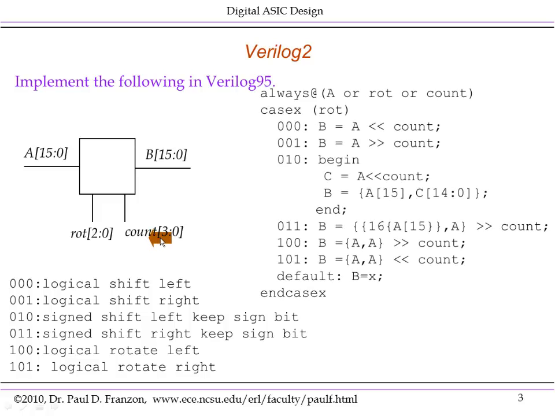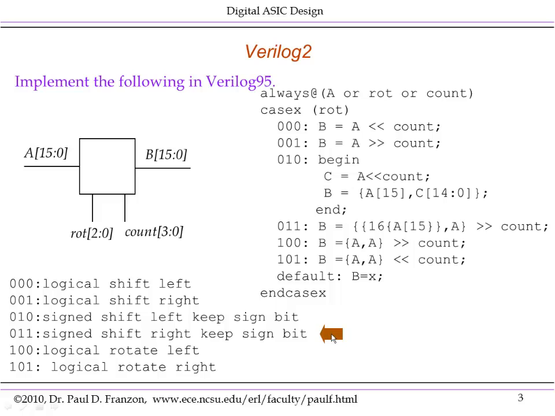Again, a good way to think of this is building a case statement based on rot. 0, 0, 0 and 0, 0, 1 are simple shifts. 0, 1, 0, sign shift left. I want to keep the sign bit. So what I did was use a temporary variable C that I did the shift in. I substituted the highest order bit of C with the original sign bit.